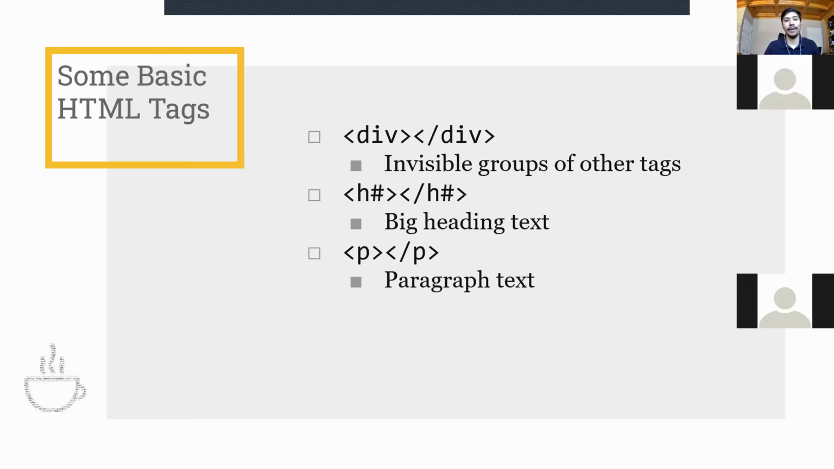So P stands for paragraph, and it's just paragraph text. You could put a block of text, a sentence, a word, it does not matter. As long as the whole thing is surrounded by P tags, it'll format like a paragraph. And so a lot of sites use paragraph tags to have cohesive paragraphs like you might imagine in your HTML code. Are there any questions so far?